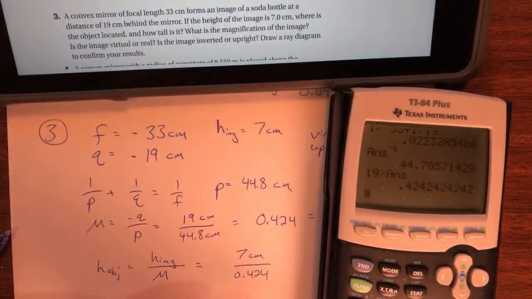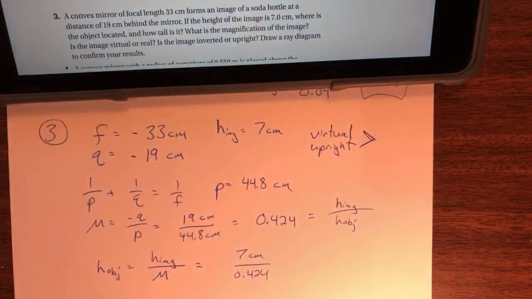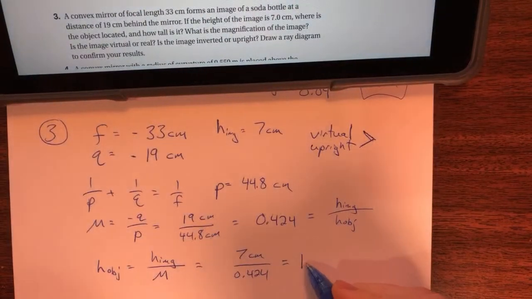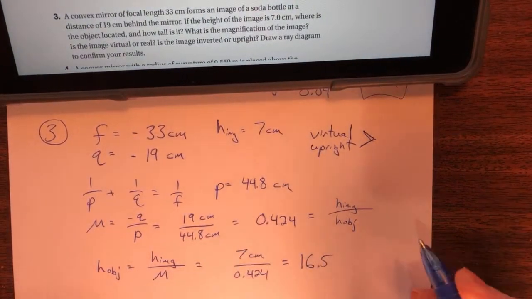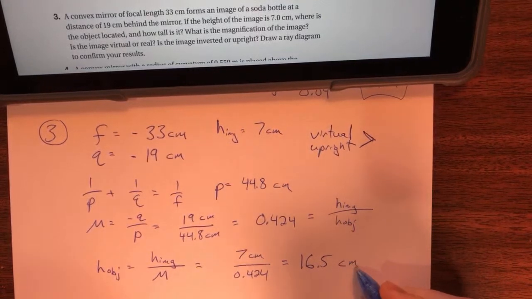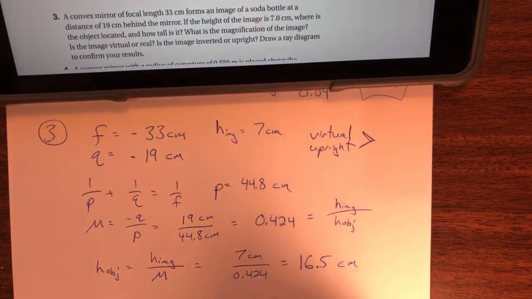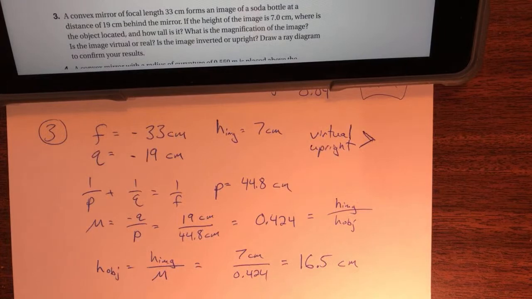Let's do the math. 7 divided by that, and it gets us 16.5. Nice. Nice whole number. Well, not whole number, but you get what I'm saying. 16.5 centimeters high. And we're going to go ahead and do now the image diagram.